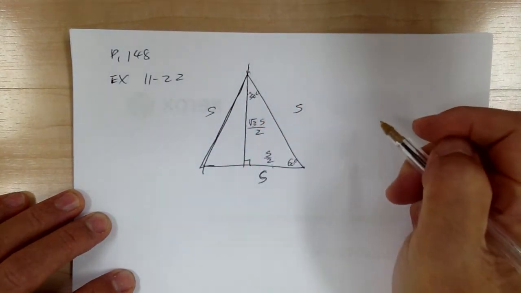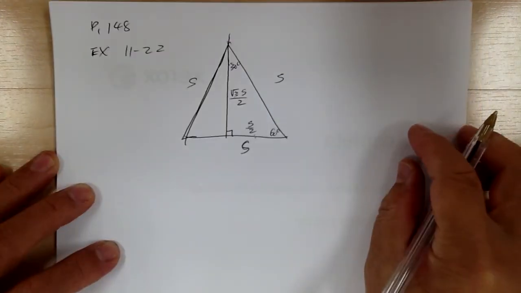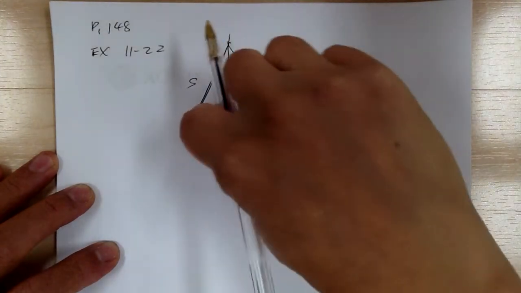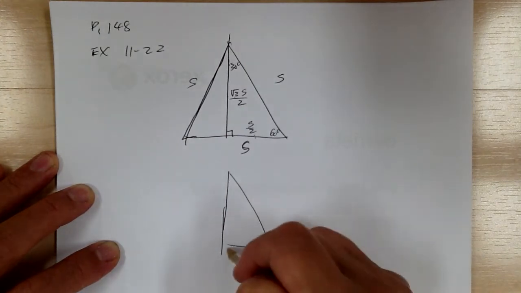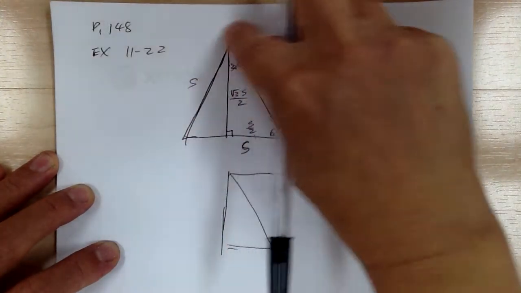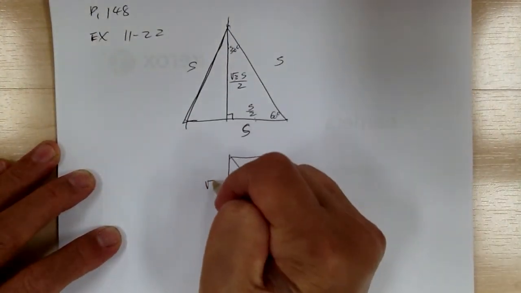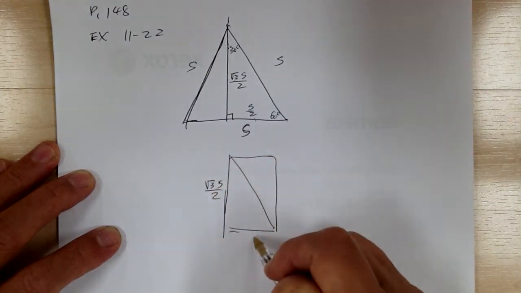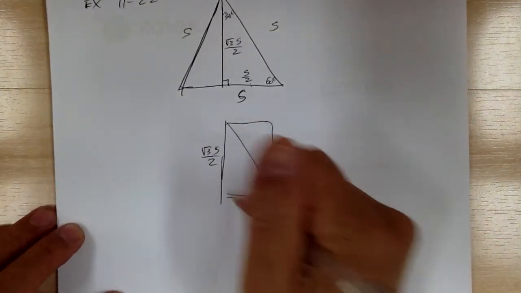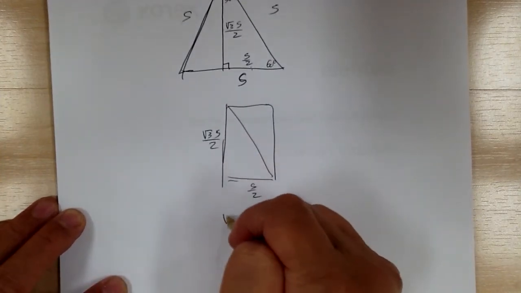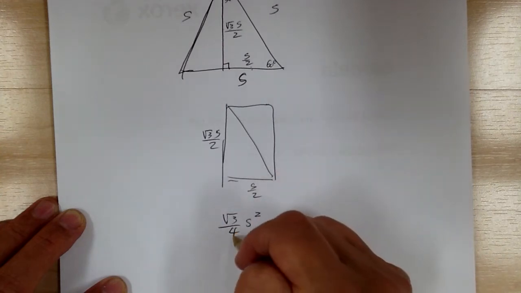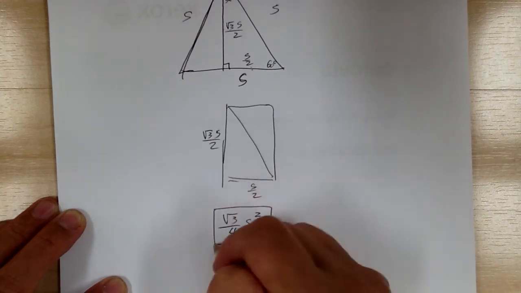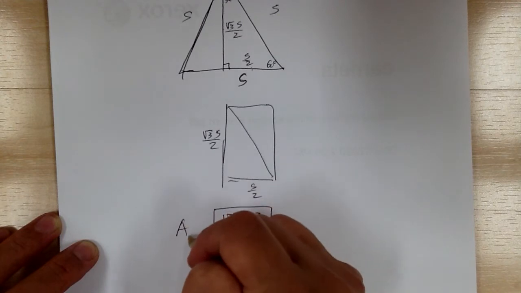Now to find the area, it's 1/2 base times height, or you can just rotate this over. If you rotate it over, you end up with a rectangle. You rotate this over to here. So you end up with square root of 3 S over 2, and you've got S over 2. So the area will be just multiplied together. You're going to get square root of 3 over 4 S squared. And that would be the formula for the area of the equilateral triangle.